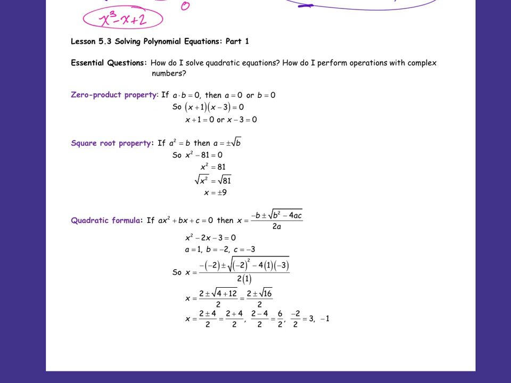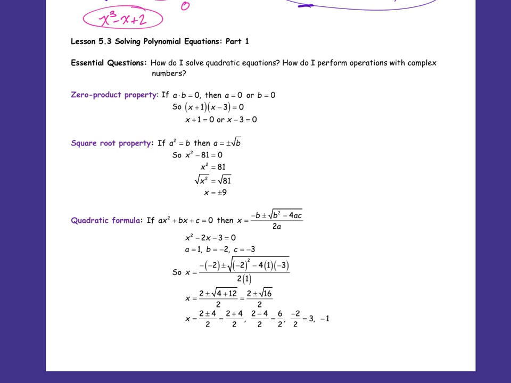So with a polynomial, it means if I have 5 things multiplied together and it equals 0, then one of those has to be 0. It doesn't matter how many things I have multiplied together. If it equals 0, one of those things has to be 0, right? So that's what the zero product property says.